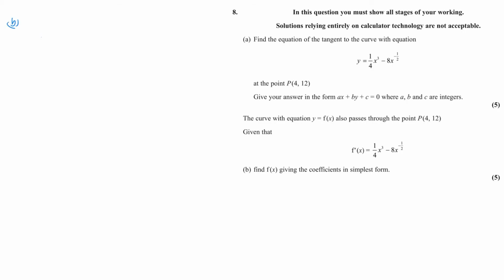Okay, part B. The curve with equation y equals f of x also passes through this point, given that f dash of x, so f dash of x is it's differentiated, so we need to get to f of x, we need to integrate. Okay, so we need to integrate 1/4 x cubed minus 8x to the minus a half. So add 1 to the power, divide by that new power.